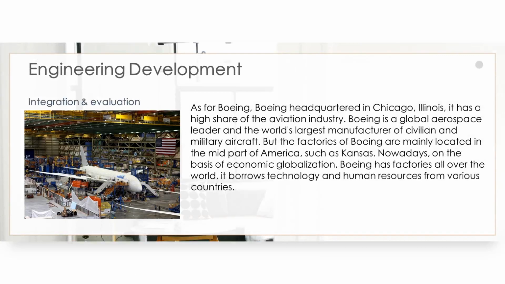As for Boeing headquartered in Chicago, Illinois, and it has a high share of the aviation industry and is a global leader. But the Boeing factories are located in Kansas, the sun state in the middle part of the America. Nowadays, on the basis of the economic globalization, Boeing has many factories all over the world. It borrows the technical and the human resources from various countries.